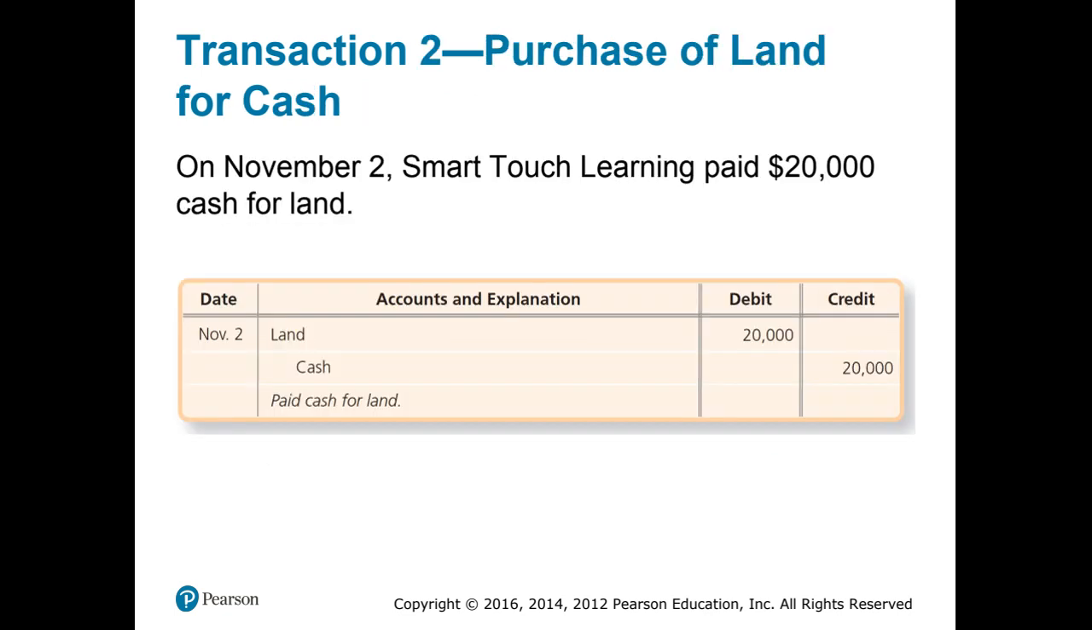And then on November 2nd, Smart Touch Learning paid $20,000 cash for land. All right, so when we bought that land on November 2nd, we debited our land and we credited cash. And we're going to put a note in here that says that we paid cash for land.